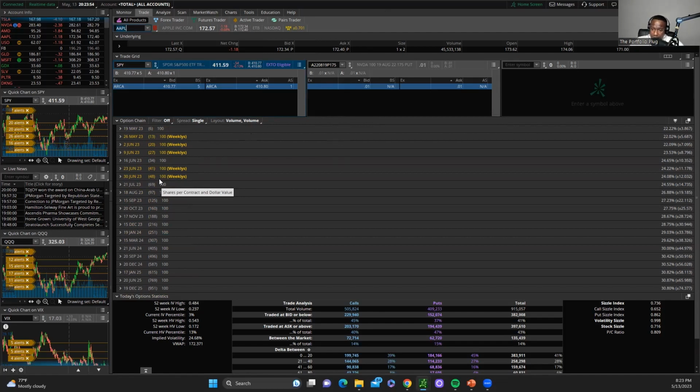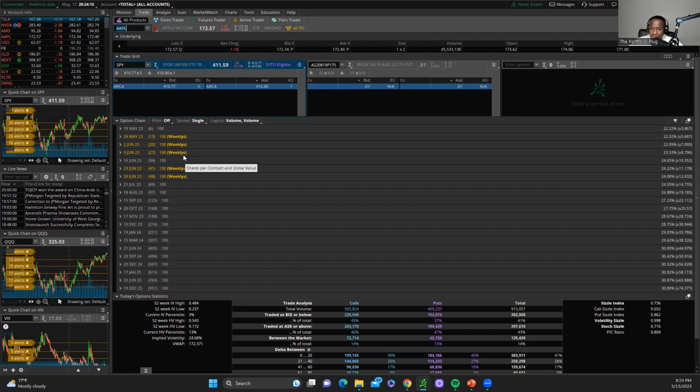There's a couple of things you want to take into consideration when looking at Friday's expirations. For those that don't know, day trading is when you get into the trade when the market opens, 9:30 Eastern Standard Time, and you get out of the trade before the market closes at 4 p.m. Eastern Standard Time. That's considered day trading. So for day trading, you want to look at the weeklies.